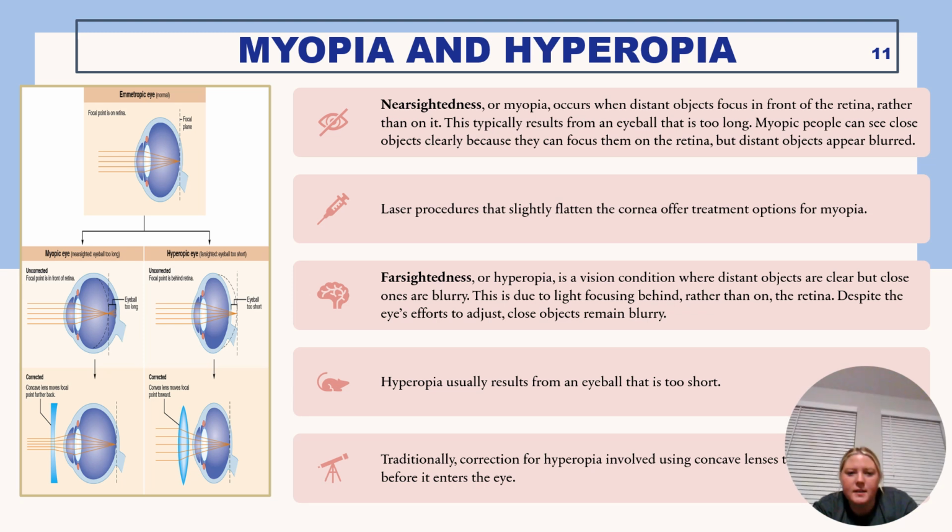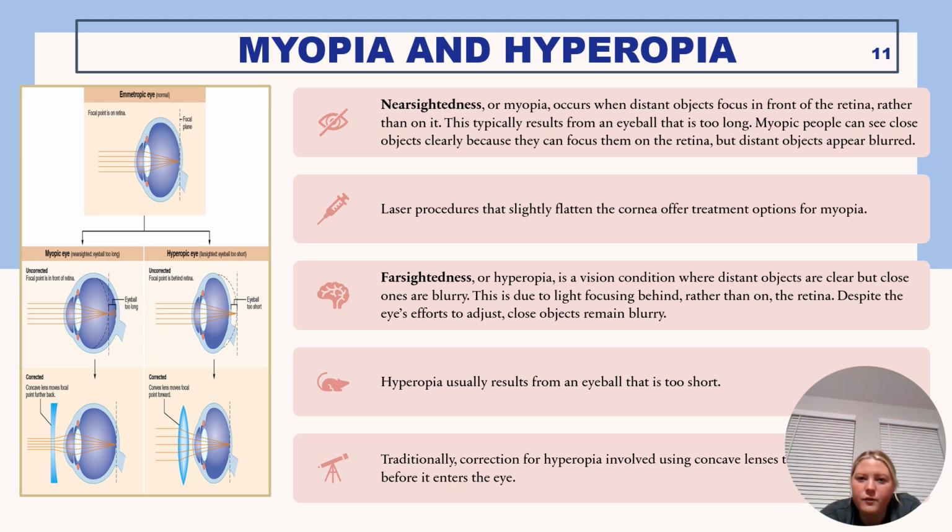Some of the most common things I think that we see when addressing our eyes are going to be myopia and hyperopia. Myopia, commonly called nearsightedness, occurs when distant objects focus in front of the retina rather than on it. Myopic people can see close objects without problems because they can focus on them on the retina, but distant objects are blurred. It typically results from an eyeball that's too long. Some treatments include laser procedures to flatten the cornea, and there are other treatment options too.